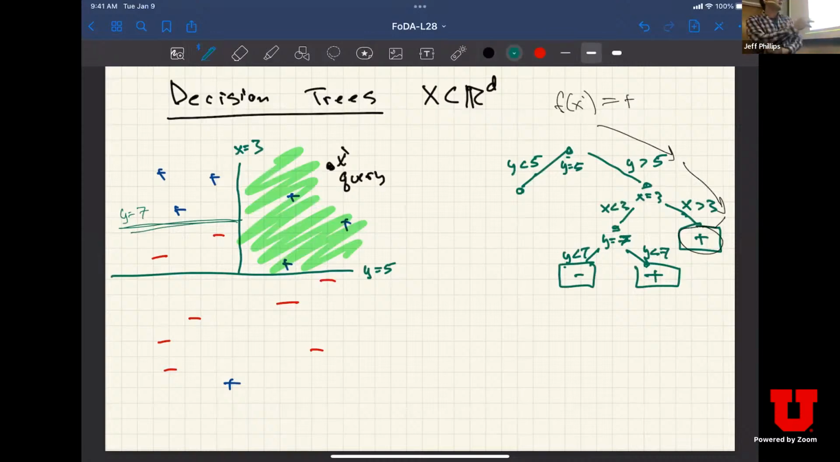But the other thing I could do is say, well, at some point I can stop early. I don't have to get a perfect classifier. It might be good not to get a perfect classifier. So I might actually stop here early and say, if I get down to this region, this is going to be a minus.